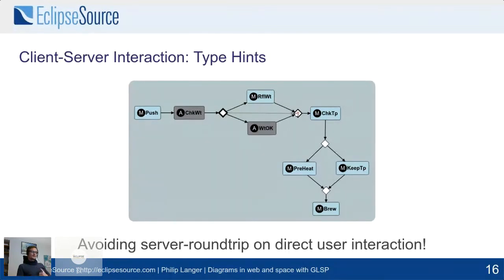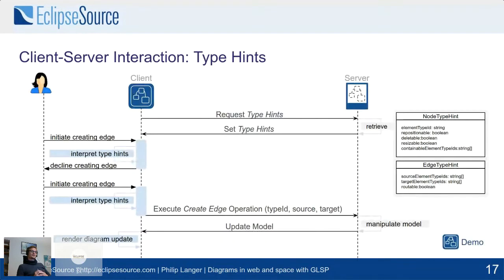So how we solve that is by introducing a concept of type hints. So basically, besides the operations which can be applied, the client also requests the type hints from the server, and the server then sends back hints, for instance, which node types exist and which node types support which features. So for instance, are they resizable? Can they be deleted? Can they be moved into another element? Or for edges, what are the sources of a specific edge type, and what are potential targets of a specific edge type? And it sends that back to the client.